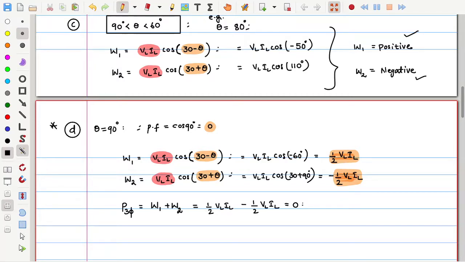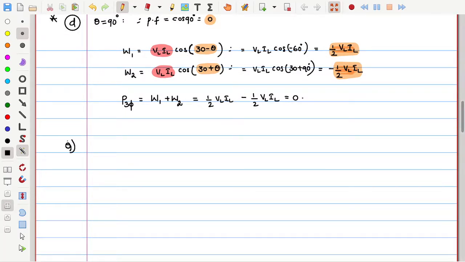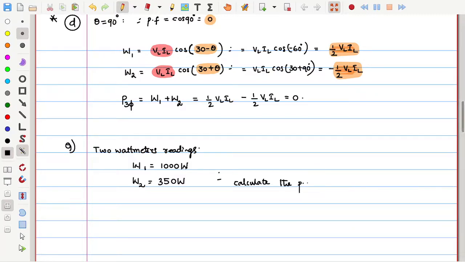This is also one of the very important parameters to be observed carefully. These four cases are very, very important. Okay, now let me take some problems relevant to this. Let me give it in the form of two wattmeter readings: W1 is equal to 1000 watts and W2 is equal to 350 watts. Two wattmeters are there. What we need to do is calculate the power factor of the load.